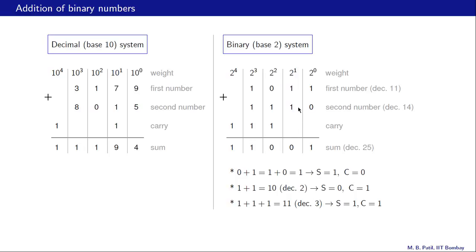Then we add 1 and 1, and 1 and 1 gives us 10. So sum bit 0, carry bit 1. Again we add 1 and 1 here, sum bit 0, carry bit 1. Now we add 1, 1 and 1, so we get decimal 3, and that is sum bit 1 and carry bit 1. And now of course in this column there is no bit over there, so only the carry, so that is 1 here. And if we evaluate this number, that turns out to be decimal 25, as we would expect.